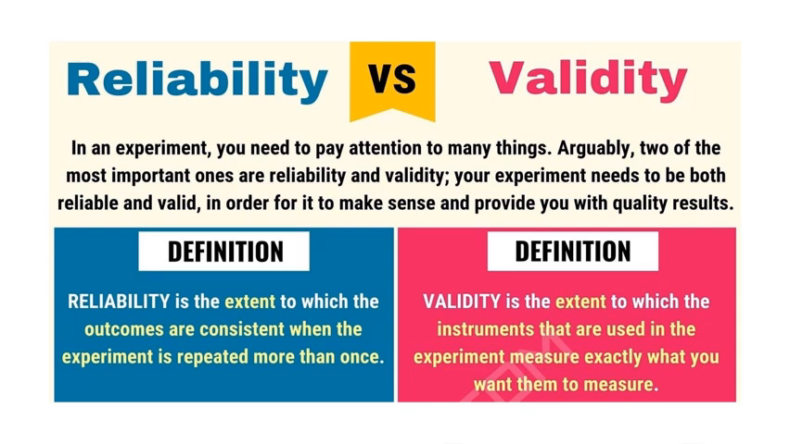In an experiment, you need to pay attention to many things. Arguably, two of the most important ones are reliability and validity. Your experiment needs to be both reliable and valid in order for it to make sense and provide you with good results. So we define reliability as the extent to which the outcomes are consistent when the experiment is repeated more than once, and validity is the extent to which the instruments used in the experiment measure exactly what you want them to measure.